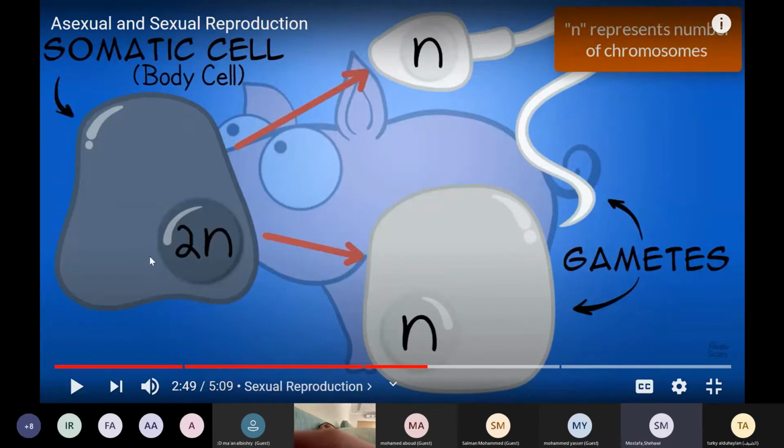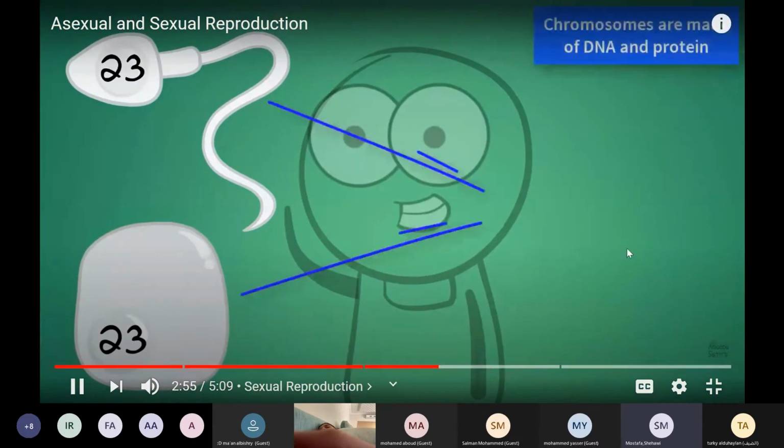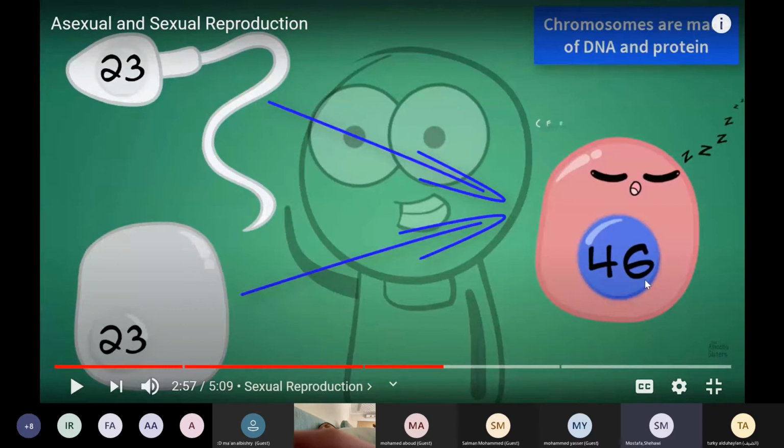We represent half by N and the full genetic material by 2N. So the sperm will have N, the egg will have another N. When they combine together, they will form a somatic cell or fertilized egg, the zygote, which has 2N. In humans, sperm and egg cells each have 23 chromosomes. The sperm in the male has 23, and the female egg has 23. They will combine together in the zygote or fertilized egg, producing a new cell with 46 chromosomes.